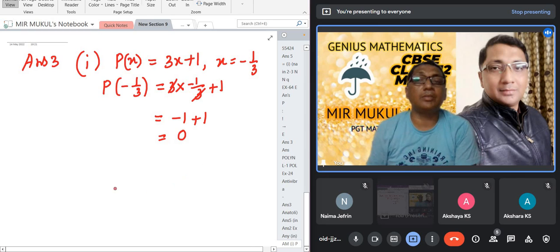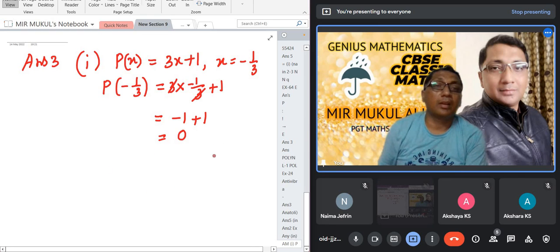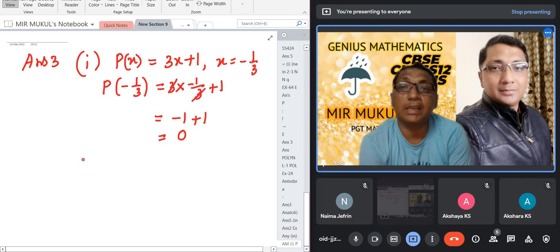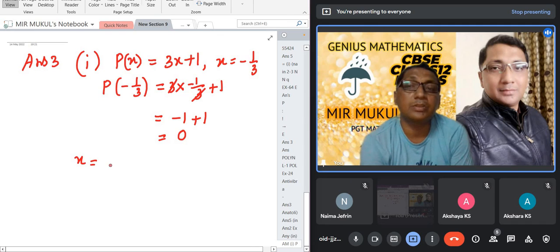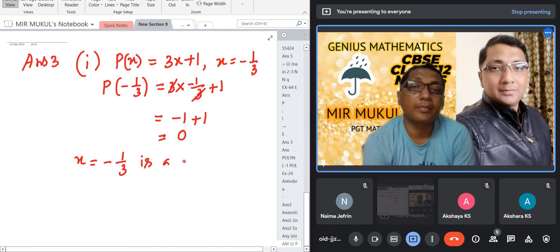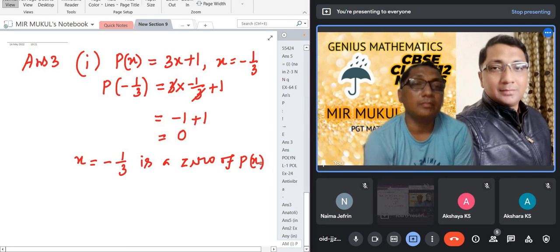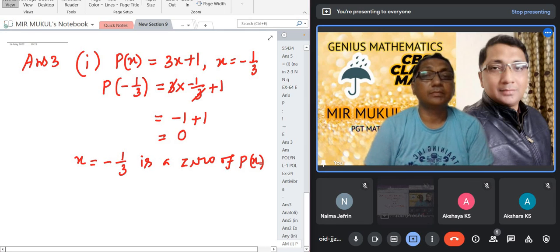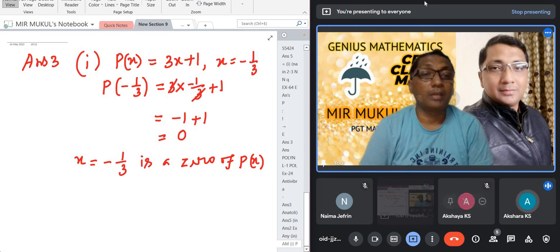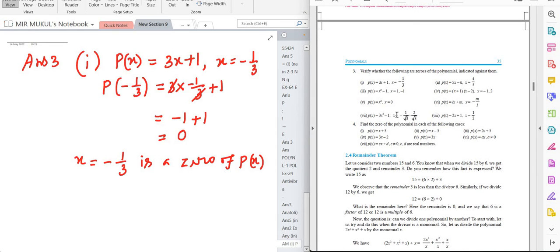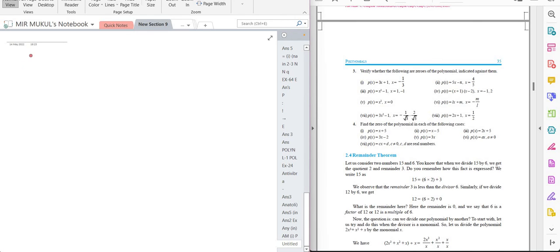So here we are getting 0. If we get 0, according to the concept of zeros, we can say that x equals minus 1 by 3 is a zero of P(x). Understood? Yes, sir. Now, one more question I am showing to you. Sixth one. Answer 3.